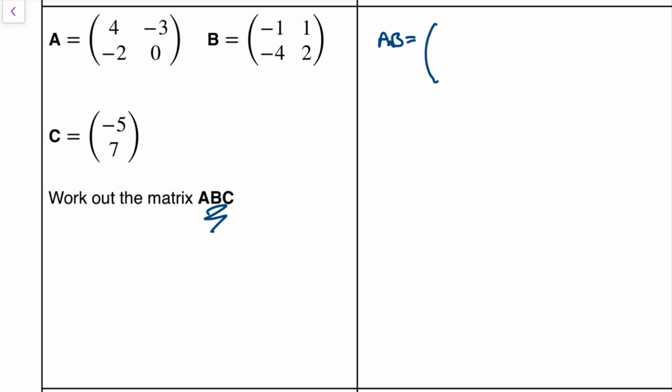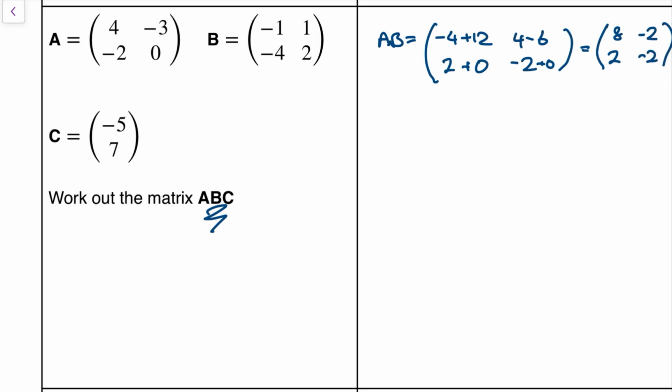So A times B equals, well, I'm doing top row times left, so it's going to be -4 plus 12, and then top row times right, so 4 minus 6, and then bottom row times left, which is going to be 2 plus 0, bottom row times right, which is going to be -2 plus 0. And then let's tidy all this up, which is going to give me, well, -4 and 12 is 8, 2 and 0 is 2, 4 minus 6 is -2, and -2 is -2. Okay, so far. Then let's multiply that in the right order. So (8, -2; 2, -2) by C, which is (-5, 7).